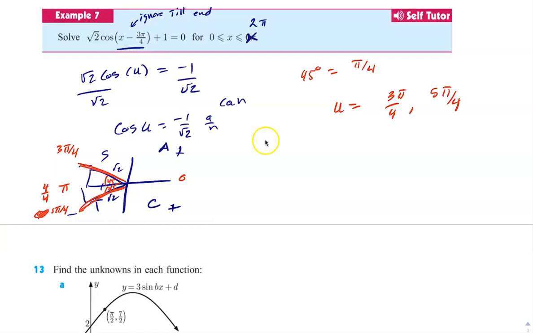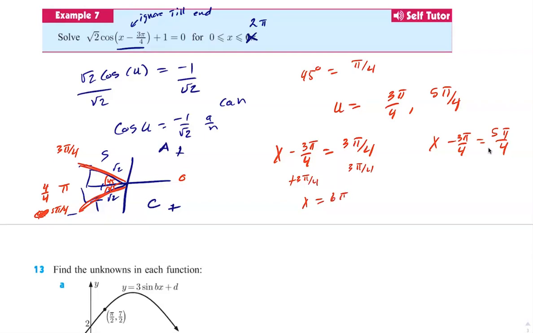Right, but what can you not forget? Let's go back to this thing I ignored. Now I got to put that back in. So it's actually two problems. x minus 3 pi over 4 equals 3 pi over 4, and x minus 3 pi over 4 equals 5 pi over 4. I just got to solve this basic problem and then we're done. Add 3 pi over 4 to both sides, and I get x equals 6 pi over 4, also known as 3 pi over 2.